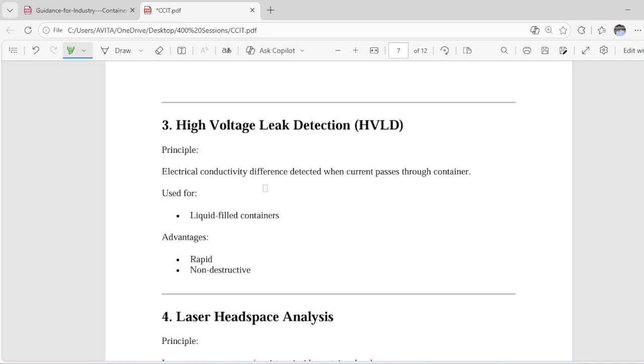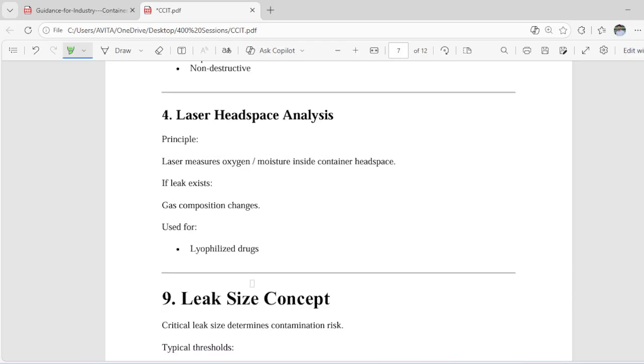Then moving on to high voltage leak detection, this is the third modern test we have. The principle is simply the electrical conductivity difference detected when the current passes through the container, and again it's used for liquid filled containers, and the advantage is that it is rapid and non-destructive. Then we have laser headspace analysis. Here the laser measures the oxygen and or moisture inside the container headspace. If a leak exists, the gas composition changes. It's used for lyophilized drugs.